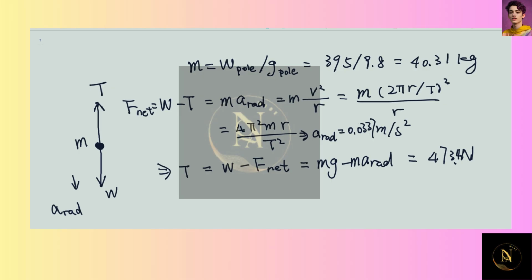So if we draw a free body diagram, we have the Sneezy here with mass m. It has a tension holding it going up, and the weight of it, the gravitational force W, goes down. Okay. So we can find the mass of the Sneezy by using the weight of it at the pole divided by the gravitational constant at the pole. So we have 40.311 kilograms.